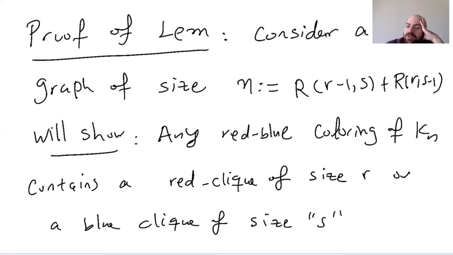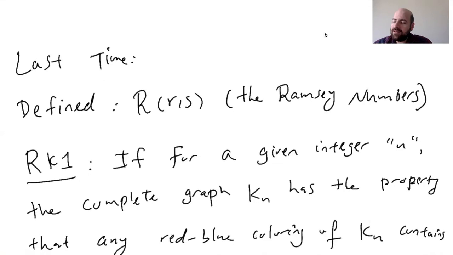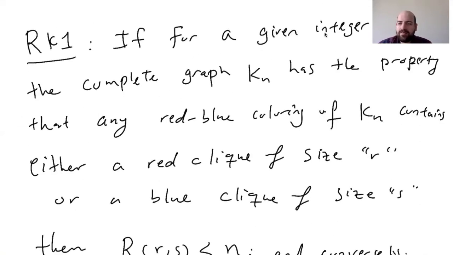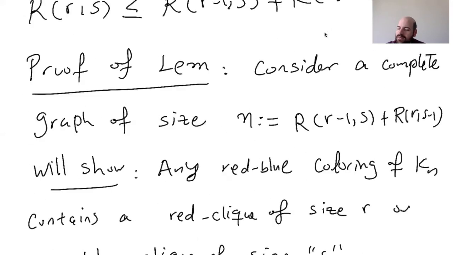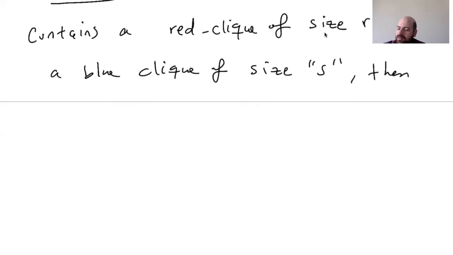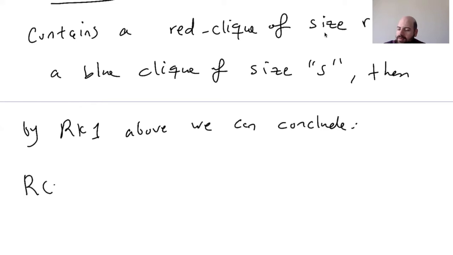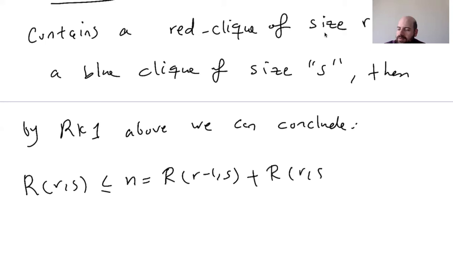Okay, and then if I show this, what can I conclude? Let's think about remark 1. We said if there exists a specific value of n such that Kn has the property that any red-blue coloring of it has either a red clique of size R or a blue clique of size S, then we can say that R(R, S) is less than or equal to n, because R(R, S) is the smallest integer n having this property. So if I show this, then by remark one above, we can conclude that R(R, S) is less than or equal to n, which is R(R-1, S) plus R(R, S-1).